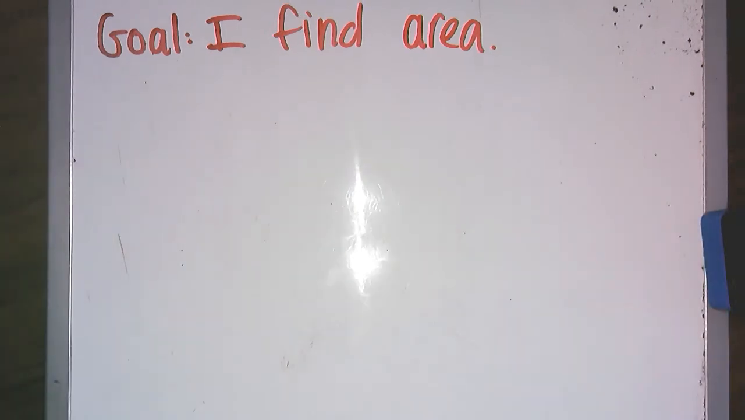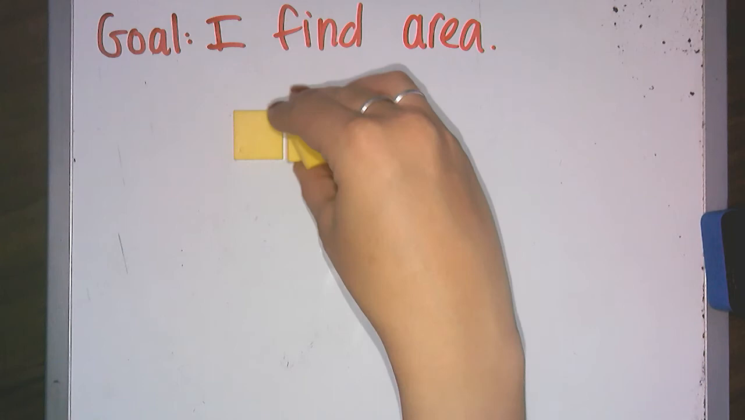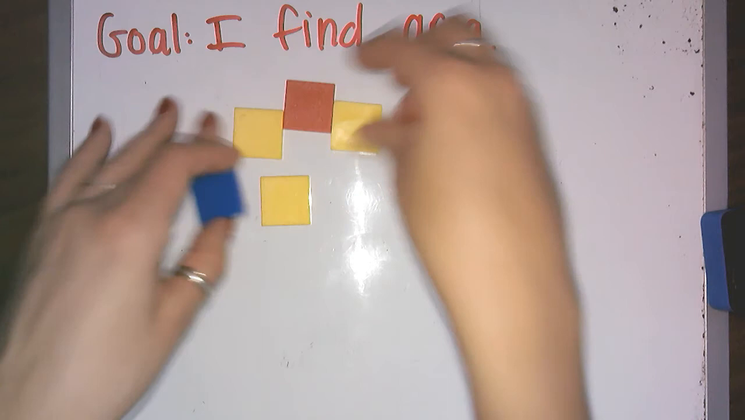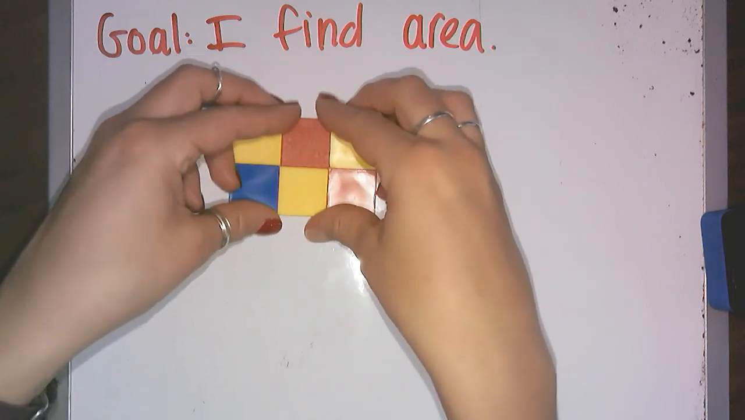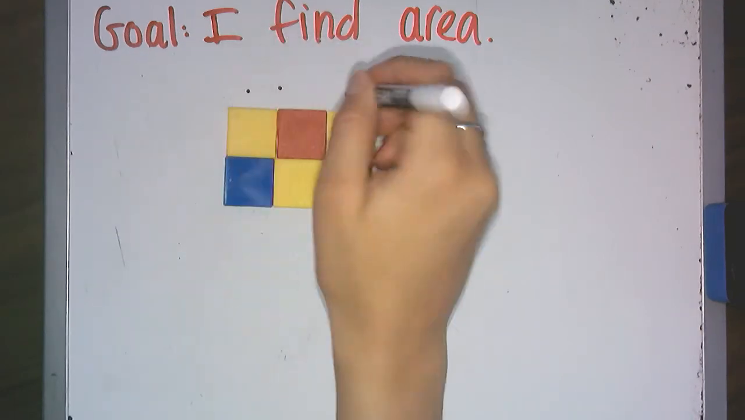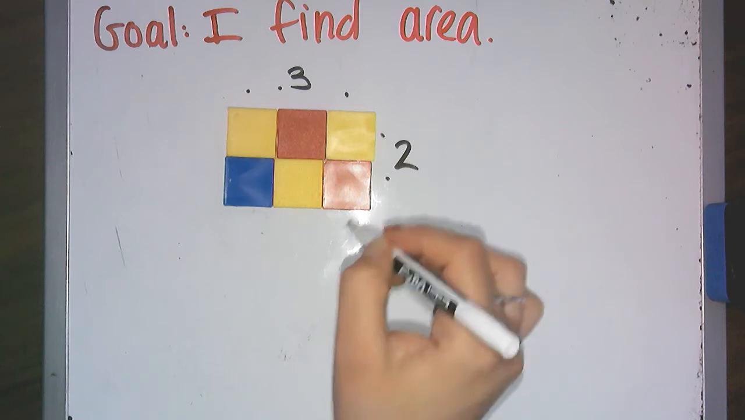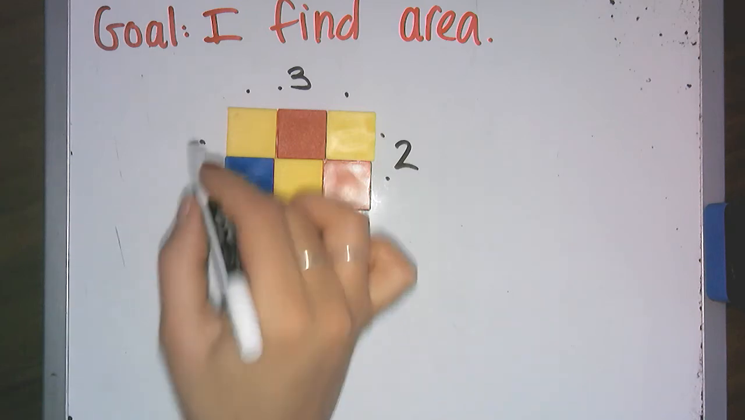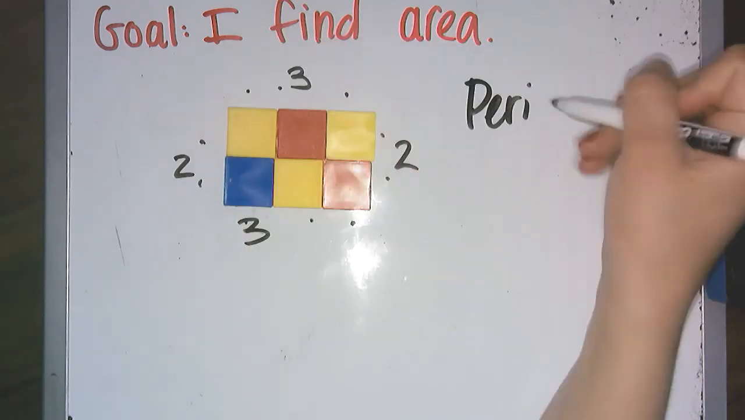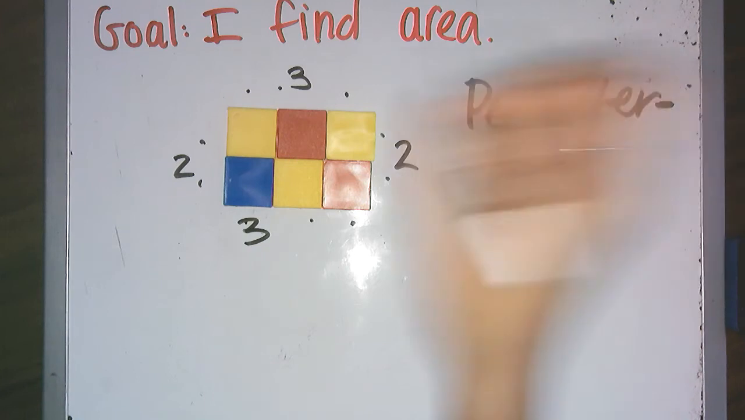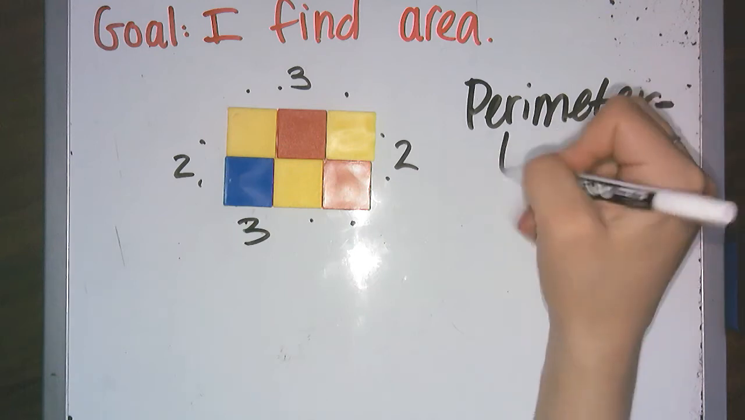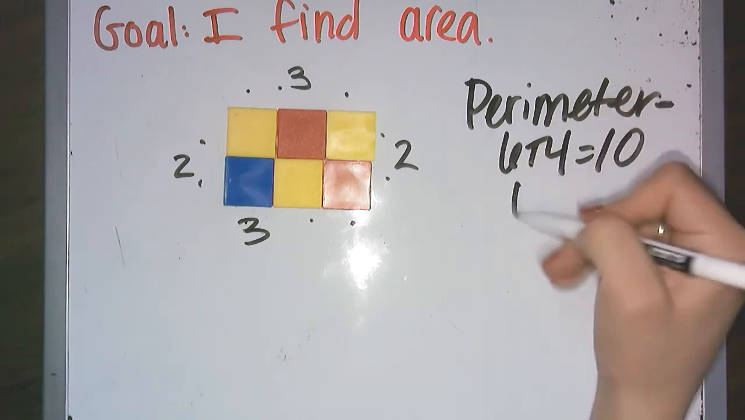What does that look like? That means if I have a shape like this, yesterday we counted the outside. So 1, 2, 3, 1, 2, 1, 2, 3, 1, 2. So yesterday for perimeter, we added. Okay, so we would add 3 plus 3, which is 6, and then 2 plus 2, which is 4, and then 6 plus 4, which is 10 units.